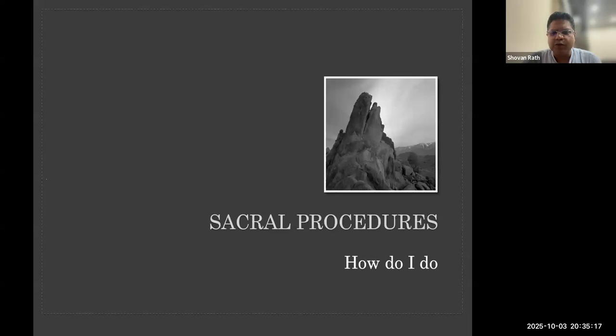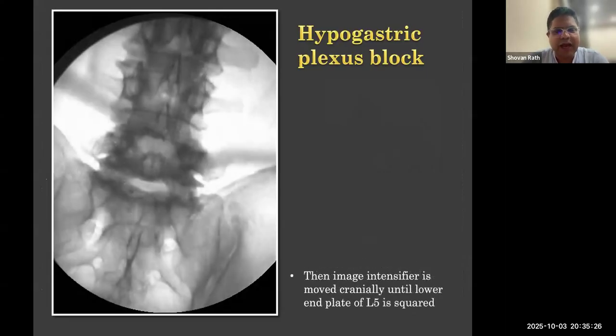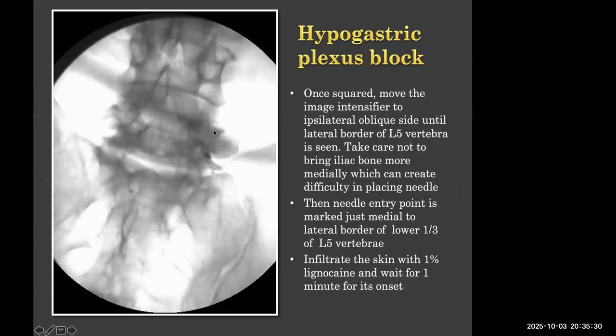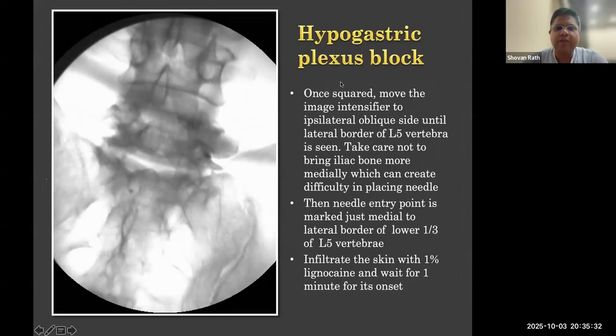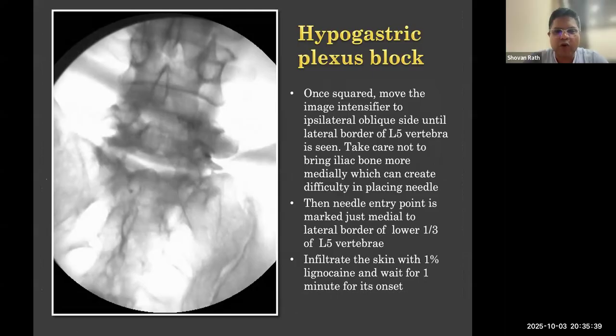Now coming to a few of the sacral procedures, these are not much. Again, number one is a hypogastric plexus block. It is almost similar to the sympathetic plexus block, as we said, but the target is L5S1. The hypogastric block we do normally for patients having any kind of cancer, chocolate cyst, or any lower abdominal pathology, then we can go for this.